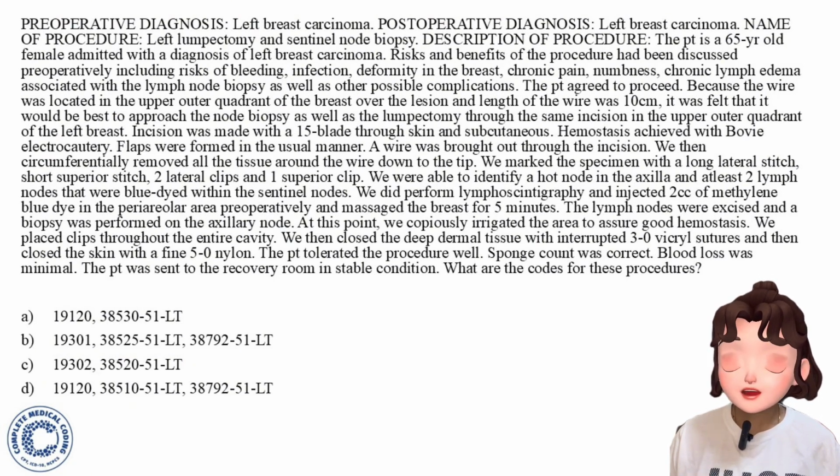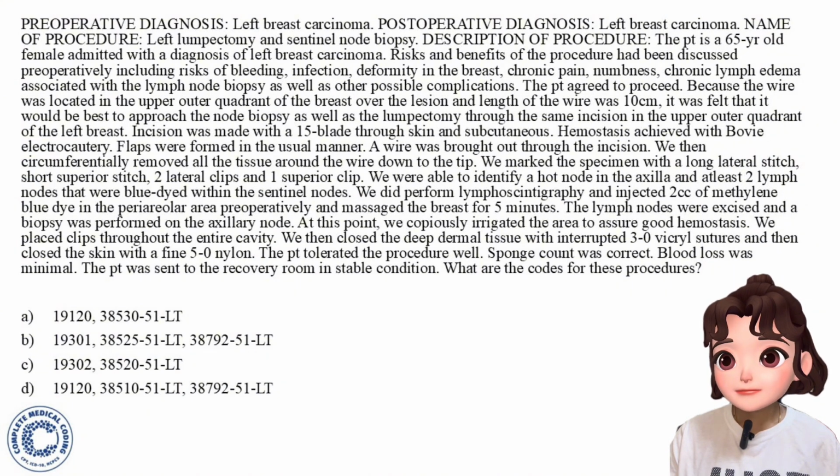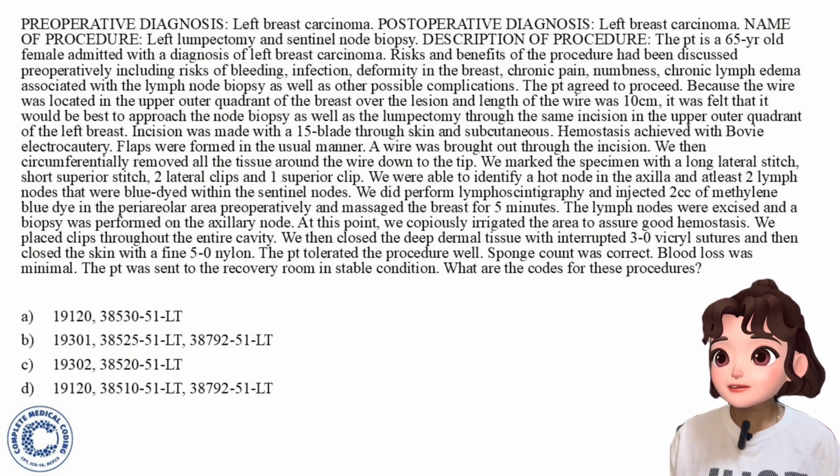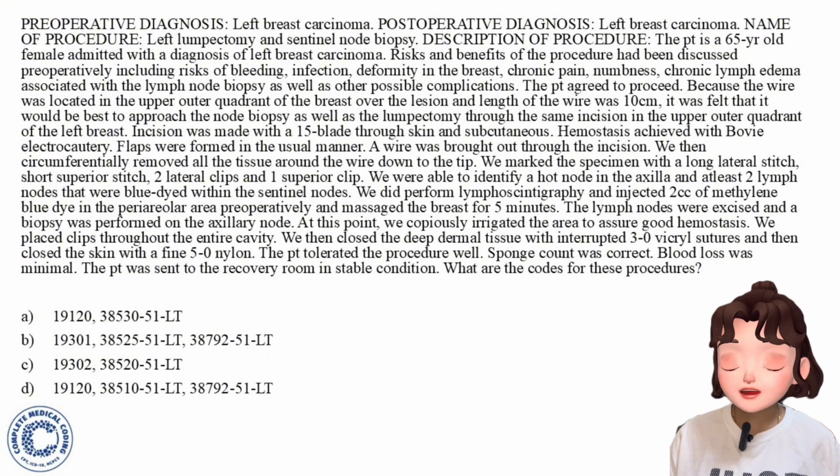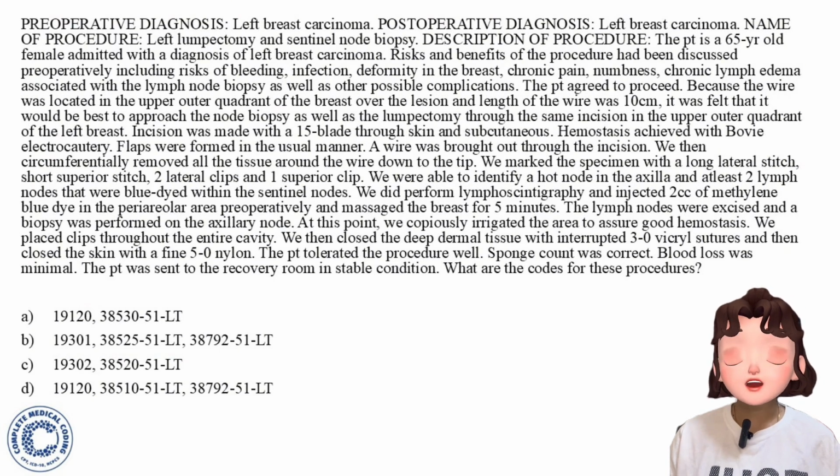What is the meaning of radioactive tracer for identification of sentinel node? See, almost at three-fourths of the way, if you can see, we were able to identify a hot node in the axilla, as I had mentioned before. And two lymph nodes that were blue dyed within the sentinel nodes. We did perform lymphoscintigraphy. That is the radioactive tracer. Lymphoscintigraphy, that's why I had mentioned it earlier.